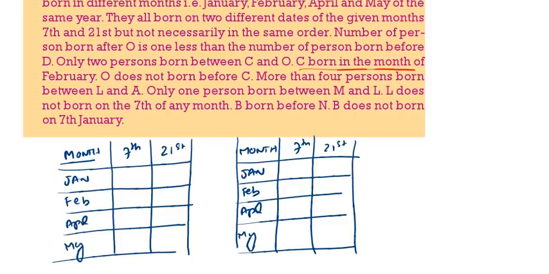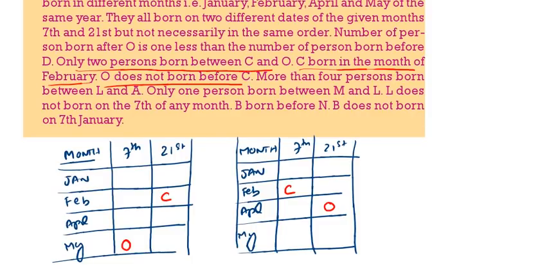C was born in the month of February, so we get 2 cases, either February 7th or February 21st. Only 2 persons are there between C and O, so after C take a gap of 1 person, 2 persons, and here we will get O. O does not born before C, so O is born after C.